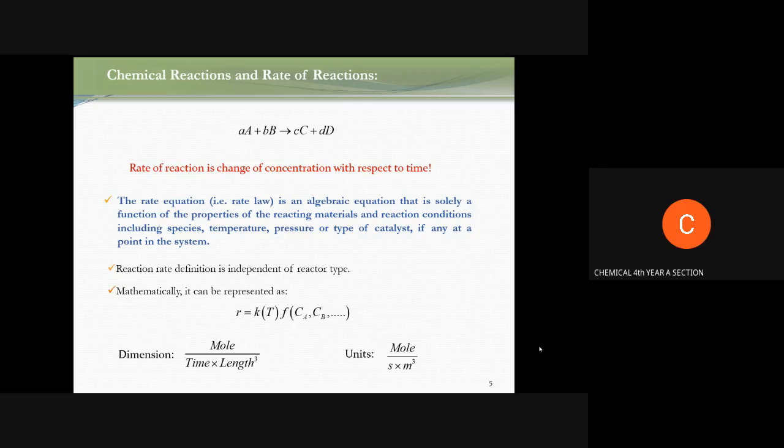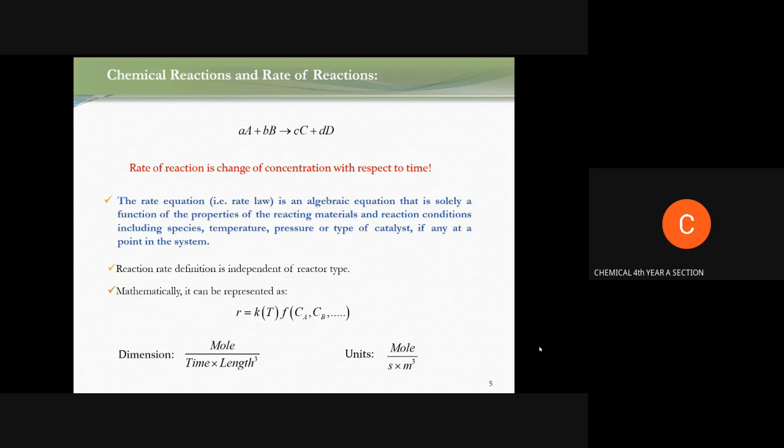I already told you in the previous slide, but now you are going to see the definition of the rate of reaction. Rate of reaction is nothing but the change of concentration with respect to time. Rate of reaction is the change of concentration with respect to time. This is the definition of the rate of reactions. Now, the rate equation.